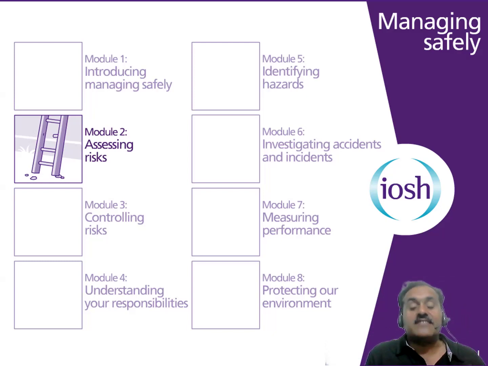So this is the second stage of risk assessment. First, we identified the hazards. Now we have assessed the hazards, or carried out the assessment, and we came to know which of the 50 hazards are major, medium, and minor.